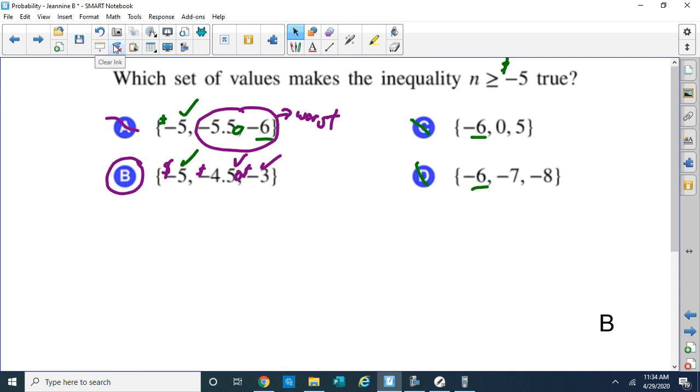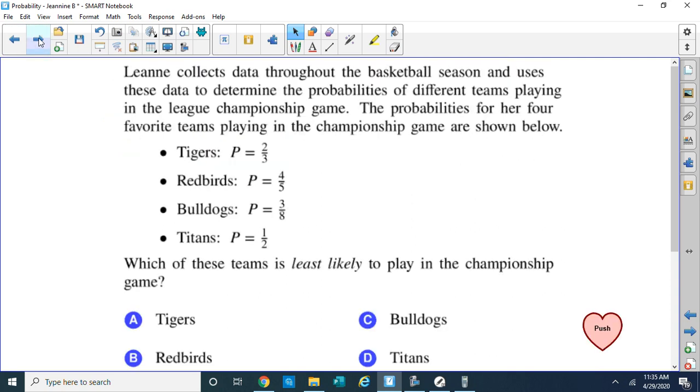So that was a tough question. So think money: which is better off, which is greater than, because if you recall in integers, the farther you go to the right on the number line, the better off you are, or the greater the number. The farther you go to the left, the smaller the numbers are. So that's another way of looking at it. All right, here's our last question, Jeannine.